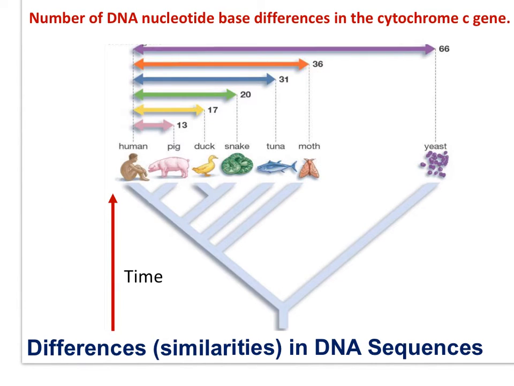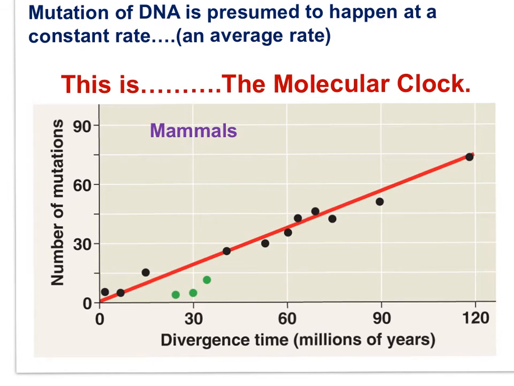Here's a cladogram based on DNA nucleotide base differences in the cytochrome C gene. Two species, such as human and snake, share a common ancestor here. Humans and pigs have a common ancestor here. As a result of the fact that the common ancestor of the human and snake lived further back in time than the common ancestor of human and pig, there's been more time for mutations to accumulate, resulting in a larger number of differences in DNA base sequences between the human and the snake at 20 relative to the human and the pig at 13. Mutations accumulate at roughly a constant and predictable rate.